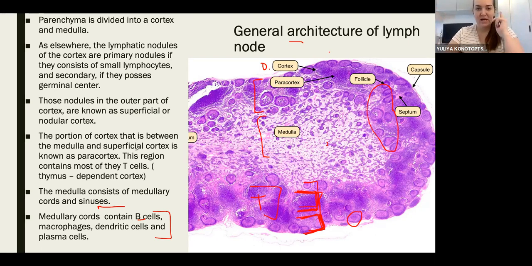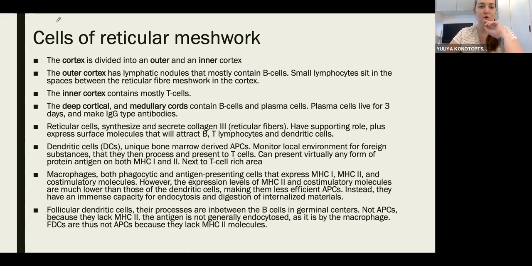So we go back to the slide, we talk about cells. We know right now that our cortex is divided into two. We have the outer cortex, which is the B lymphocyte dominant area, and we have the paracortex. In the book it says inner, but you are not going to write that. Paracortex is the T lymphocyte dominant. Medulla has cords and sinuses, we know this.